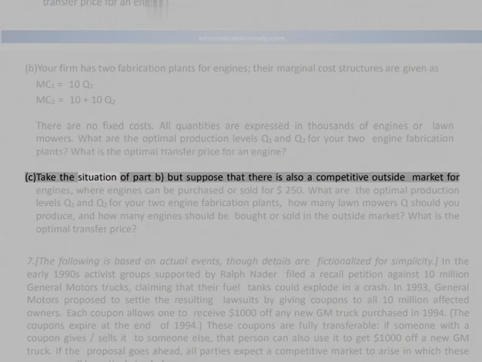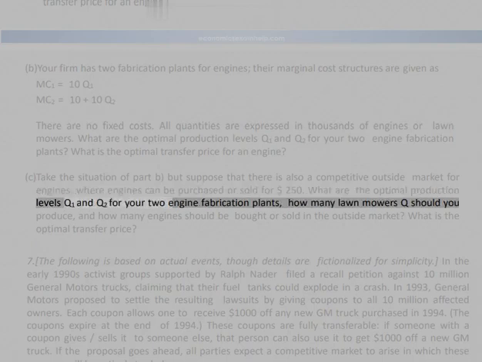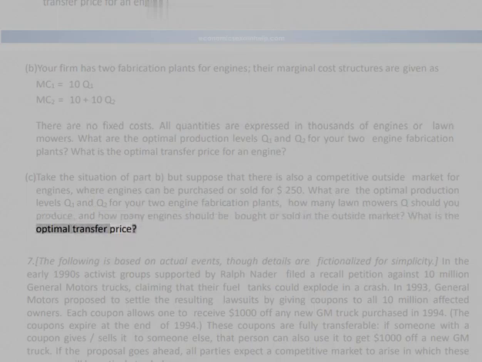C. Take the situation of Part B, but suppose that there is also a competitive outside market for engines, where engines can be purchased or sold for $250. What are the optimal production levels Q1 and Q2 for your two engine fabrication plants? How many lawn mowers Q should you produce, and how many engines should be bought or sold in the outside market? What is the optimal transfer price?